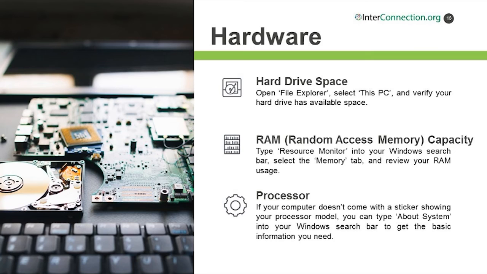And so I have instructions there to check to see how much RAM you're currently using on your computer. Type Resource Monitor into your Windows search bar, select the Memory tab, and it will show you how much of the RAM you have available. And people will have like 2 gigs, 4 gigs, 8 gigs on up to 16 or even 32 gigs. So that's just a good way to check and see how much of that you're using.